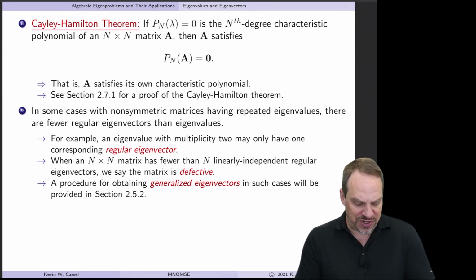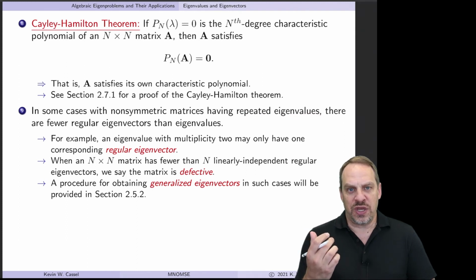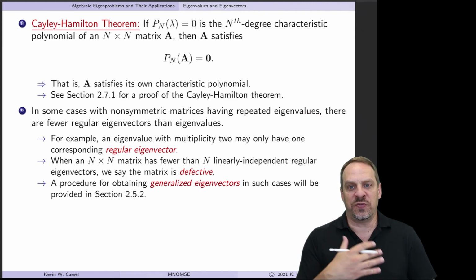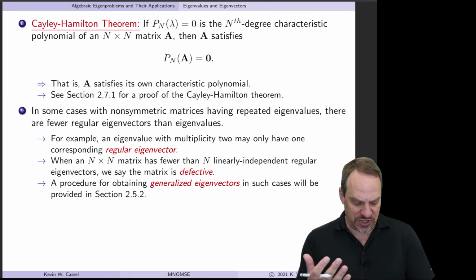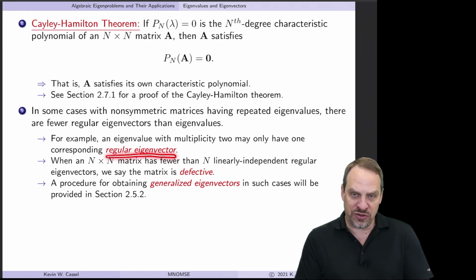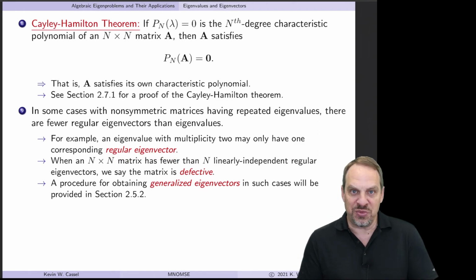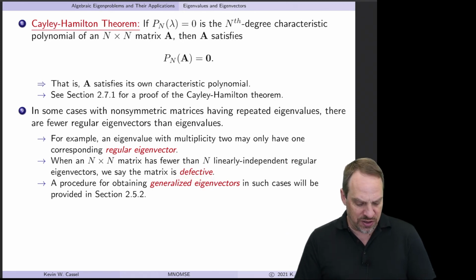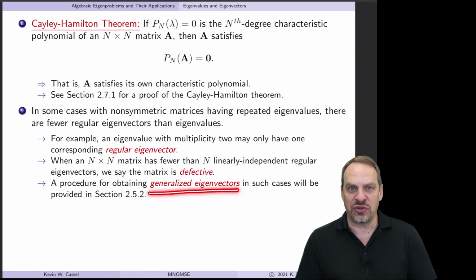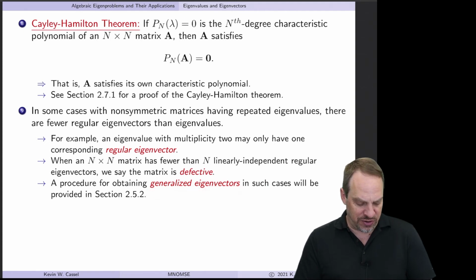Now, in some cases where we have non-symmetric matrices with repeated eigenvalues, we're going to run into an issue. The issue sometimes is that we're not going to get a full complement of eigenvectors using the regular procedure. So we're going to have fewer than capital N regular eigenvectors at times. So we say the matrix is defective. It has fewer than capital N regular eigenvectors, and we have to get additional generalized eigenvectors through a procedure that we'll see later in the chapter.